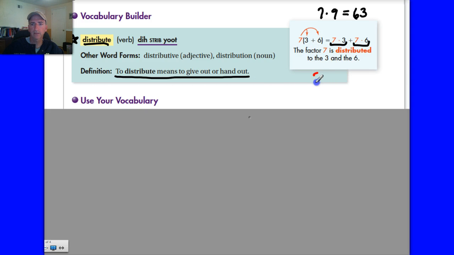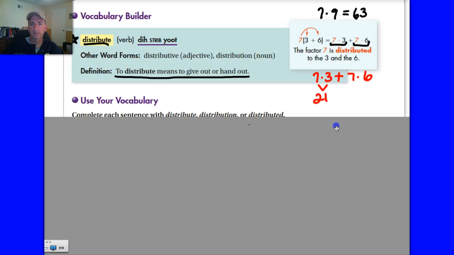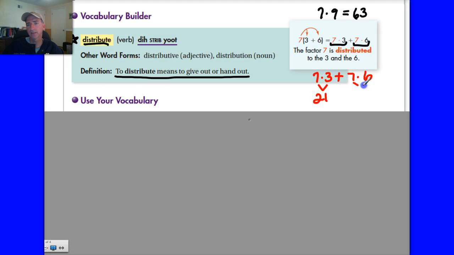If you take, I'm going to change to red here so we don't get it confused, 7 times 3 plus 7 times 6. If I were to do it that way, notice you get 21, and then 7 times 6 is 42. And if I add those two numbers, notice what happens. I get 63, which was the same thing I got up here. So the point is, either one of these ways will work.